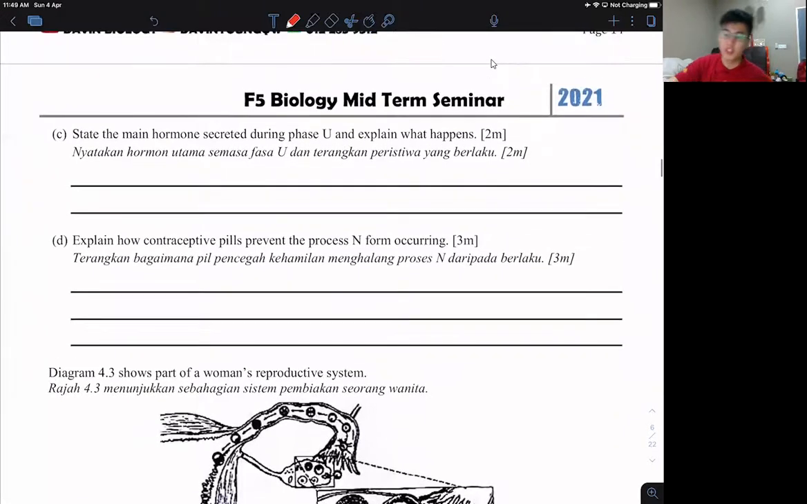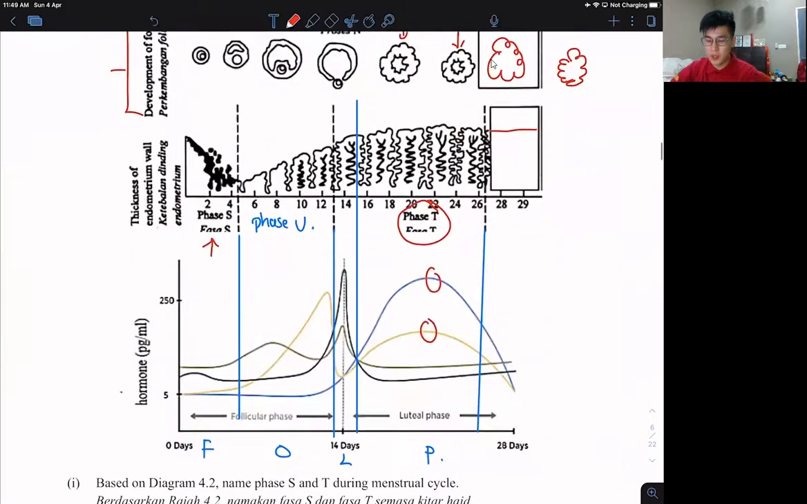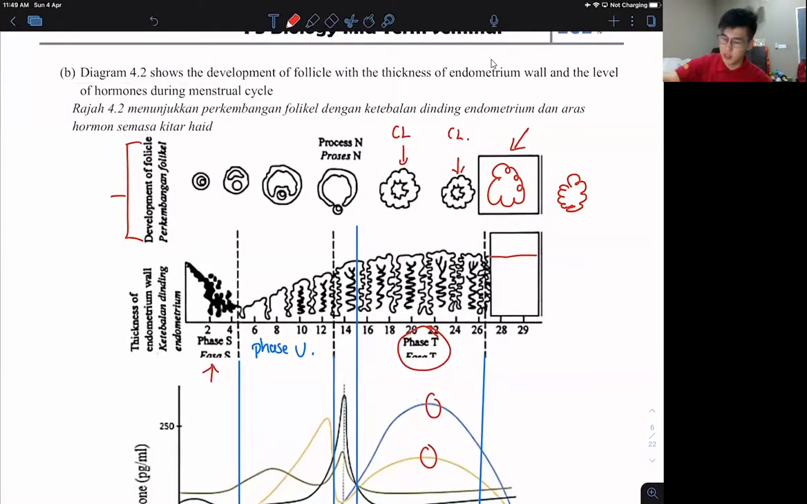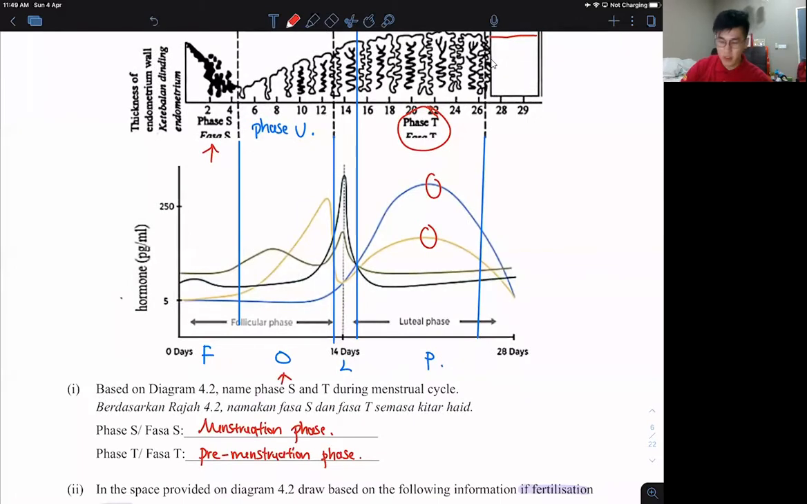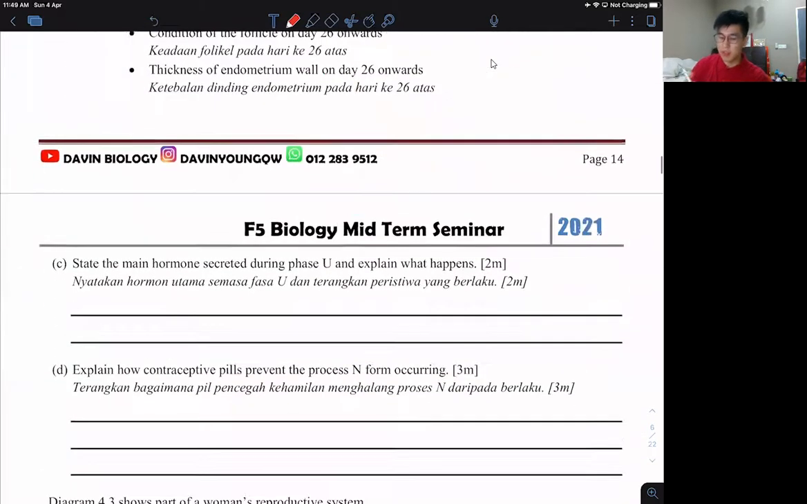C. State the main hormones secreted during phase U and explain what happens. Phase U, the main hormone. Yes, this is, you can see, the follicular phase. This is where I start to repair the endometrium. The main hormone here is estrogen. What does it do? It stimulates repair again and stimulates thickening of the endometrium.